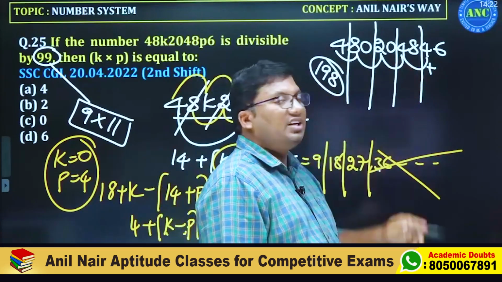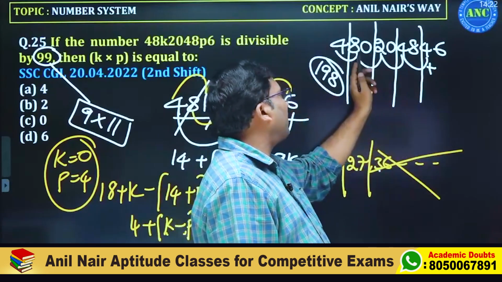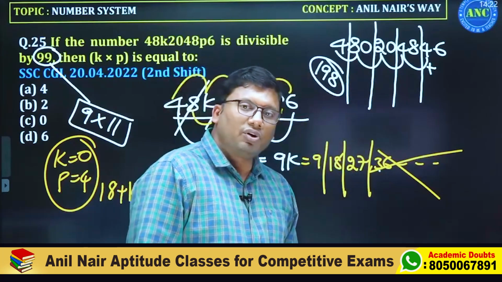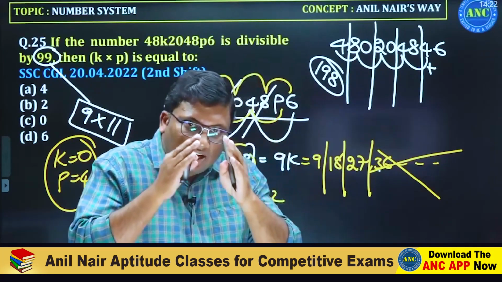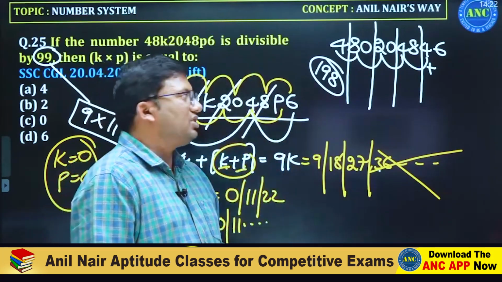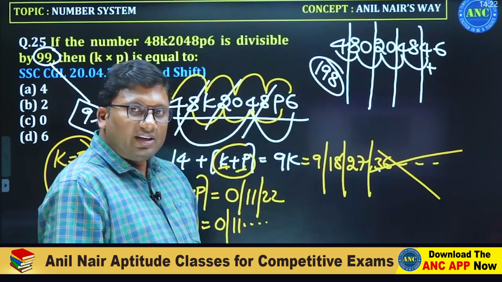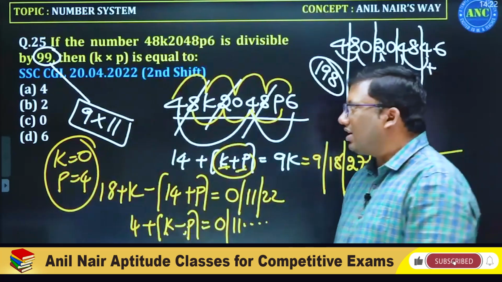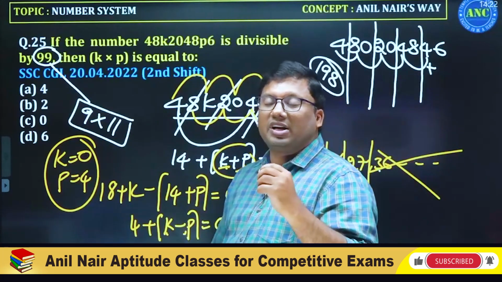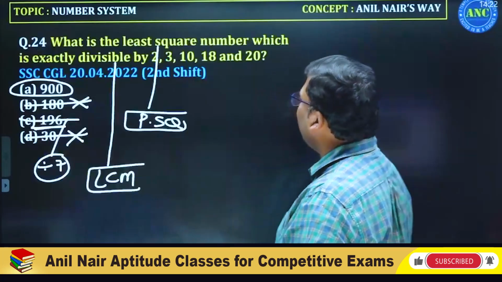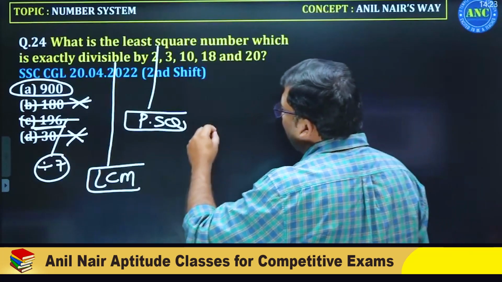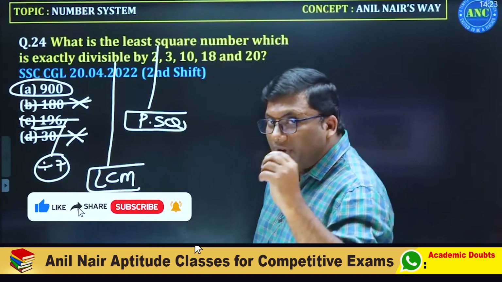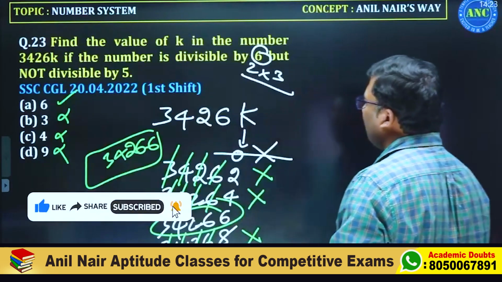114 plus 80 is 194, plus 4 is 198. 198 is divisible by 99. I hope the idea is clear. The 99 divisibility rule is 9 into 11. Here it is a perfect square. For the LCM, if the answer is divisible by 7, one input number should be divisible by 7.